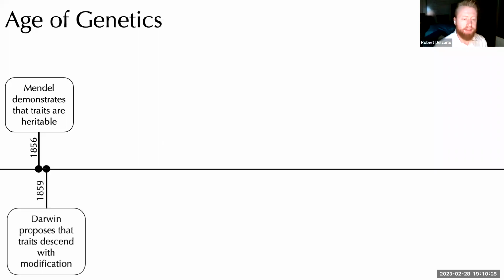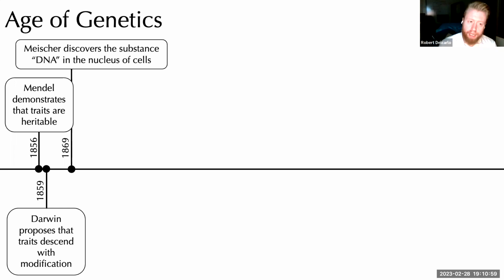A few years later, in 1859, Charles Darwin proposed that traits descend with modification. This is the idea that traits over time are going to become better and better suited to their environment via a process of natural selection. This is the idea that environmental conditions are going to allow some traits to survive on, and others will drown in the gene pool. Funny enough, both Mendel and Darwin worked without having any idea of what DNA was.